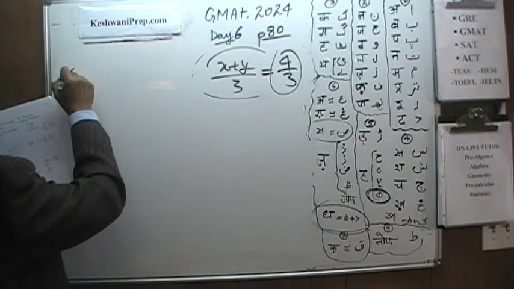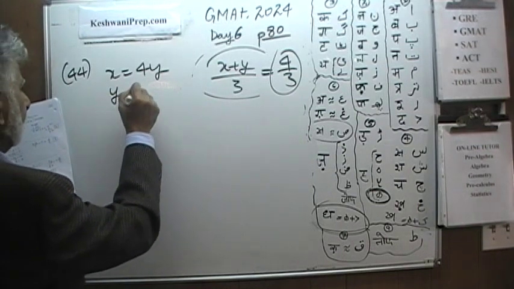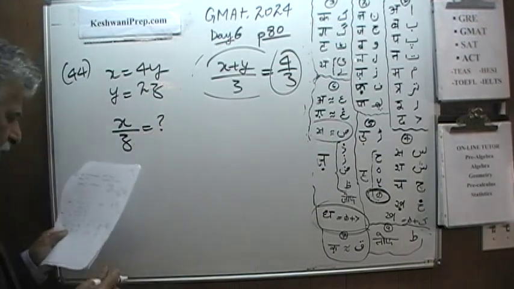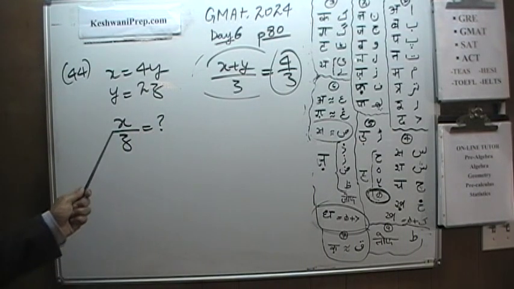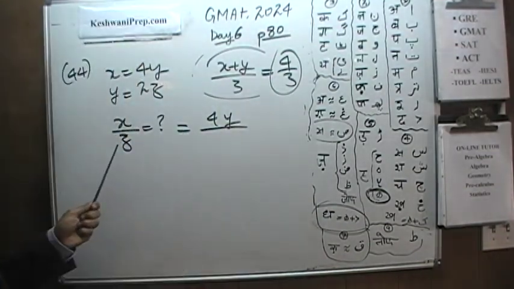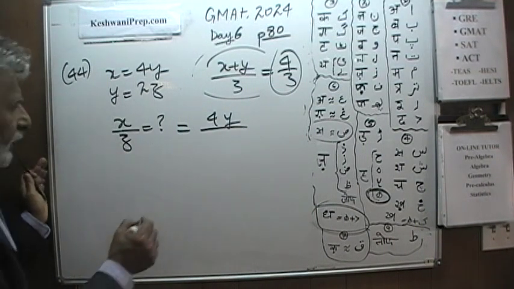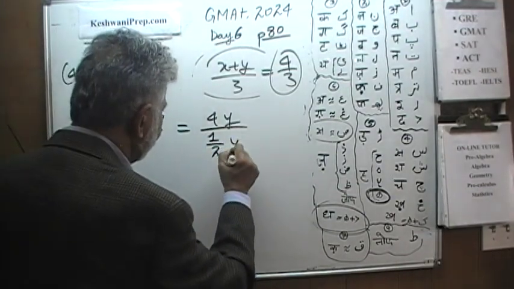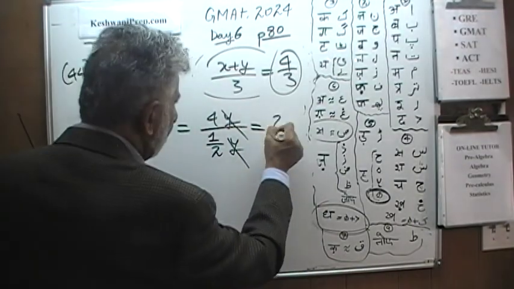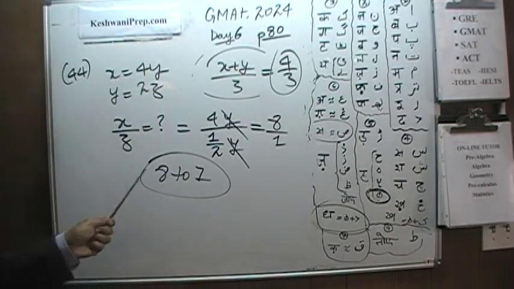In number 44, we are told that x equals 4y and y equals 2z. The question is, what's the ratio of x to z? Let's find out, shall we? x equals 4y. So the top part is 4y. And z equals half a y. You divide both sides by 2, it equals half a y. There we go. The y is going to drop out, and this 2 will end up on the top, and the answer is 8:1. What's the ratio of x to z? The answer is 8:1.